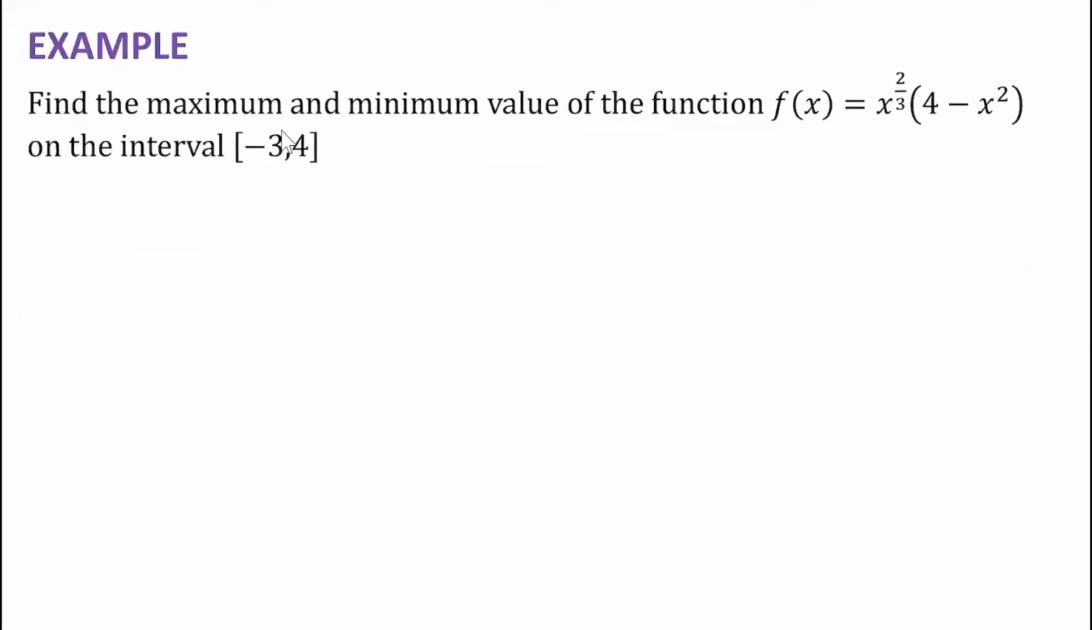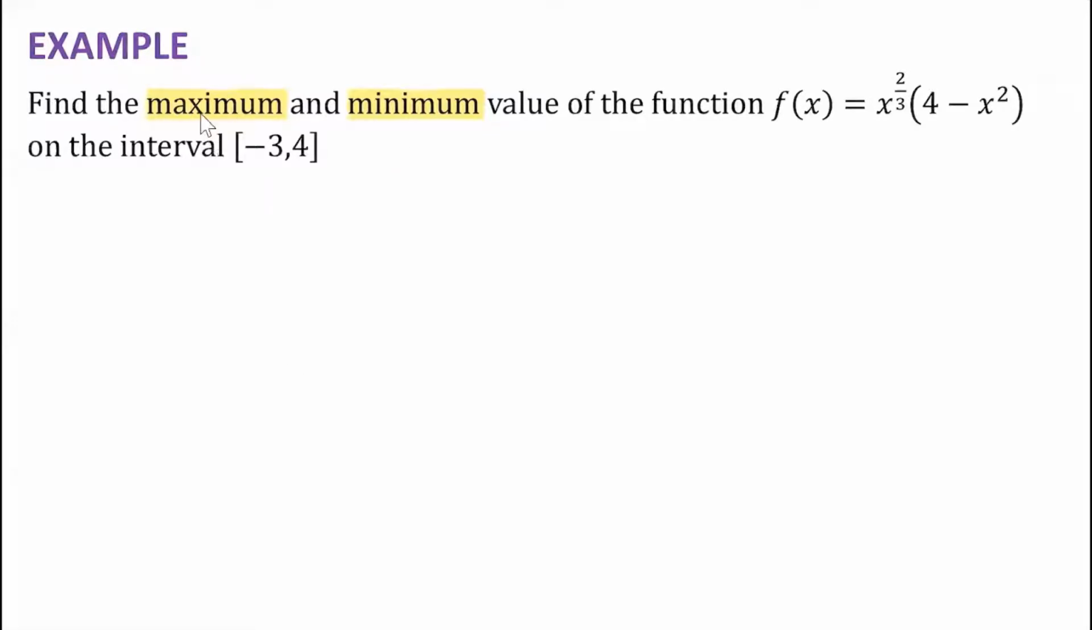Example: find the maximum and minimum value of the function, which is given here, on the interval -3 up to 4. We are not looking at the entire domain, but we are looking from -3 up to 4. In this interval, where does the function have a maximum value and where does it have a minimum value? Let's talk about that. In order to find the maximum or minimum value, we can use the first derivative. That's what we are going to do here.